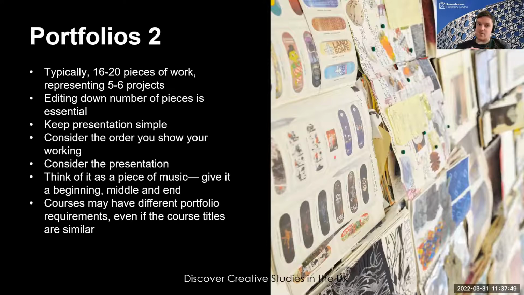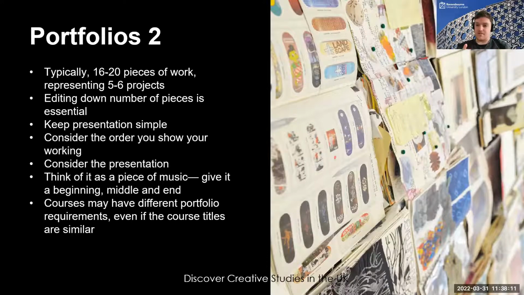But that expectation is beginning to creep up now as we come out of these restrictions and these big full lockdowns. The expectation level on the amount of work that you produce coming into a university is beginning to go up again. When building your portfolio, do keep your presentation simple. So that's in terms of your layout and your annotations.